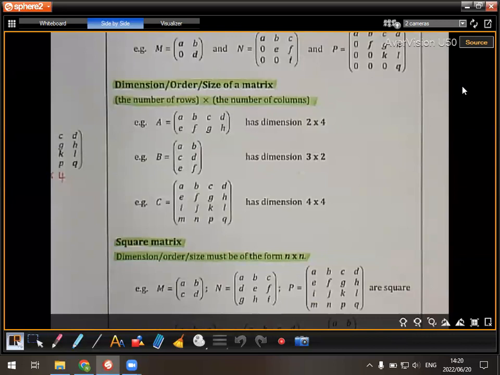Alright, and then this one here, 4x4, as you can see, we've looked at this one before. 1, 2, 3, 4 rows, and 1, 2, 3, 4 columns. That means the dimensions there will be 4 by 4. Are there any questions on any of this terminology that we've looked at now?